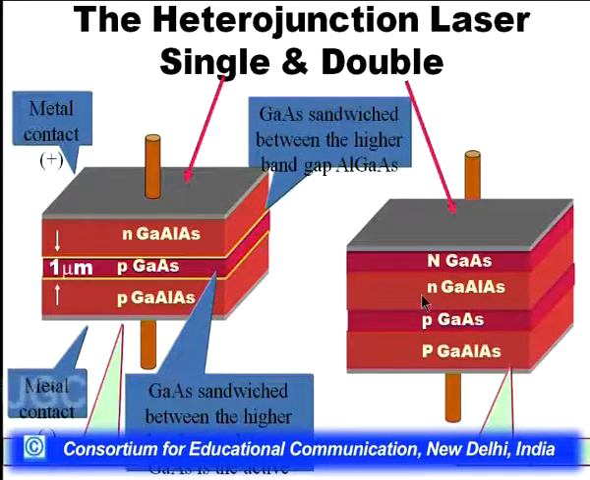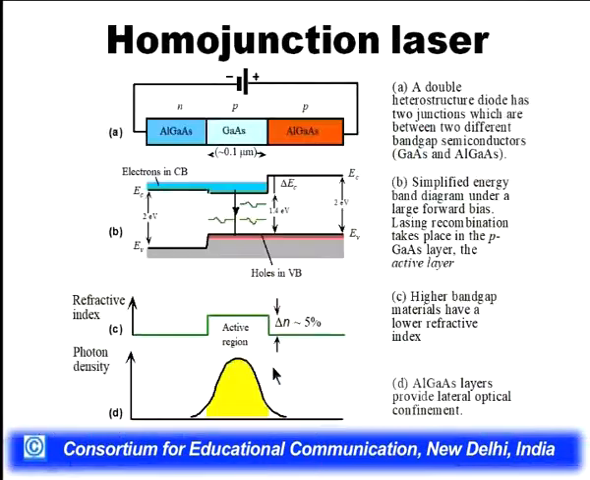Now this is known as an NNPP type of heterojunction laser. This is the diagram, here is how it works. Here we see that a double heterostructure diode has two junctions between two different band gap semiconductors. One is gallium arsenide, which is in between the aluminum gallium arsenide and aluminum gallium arsenide.